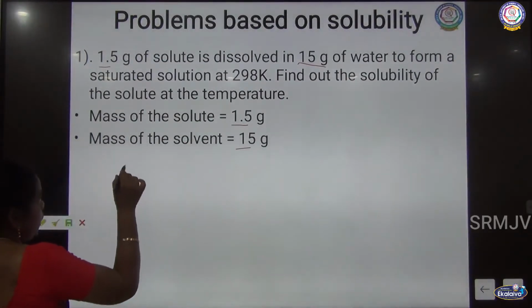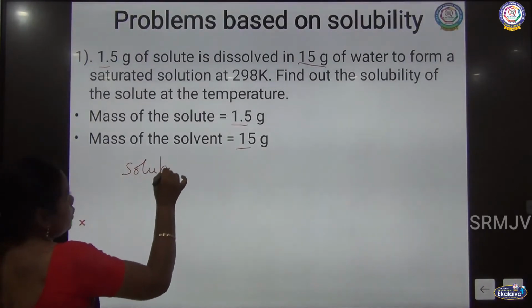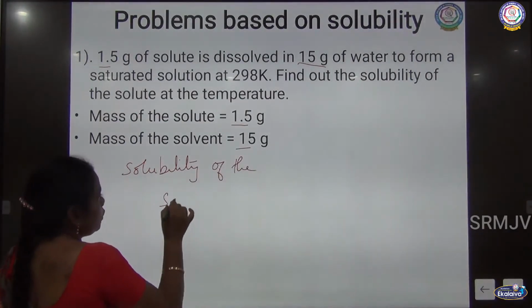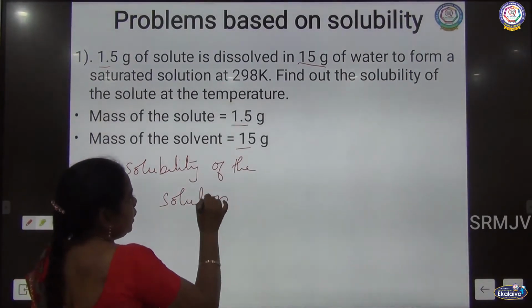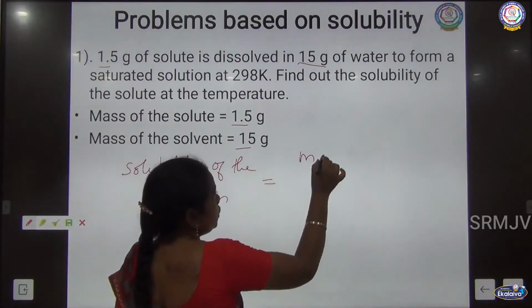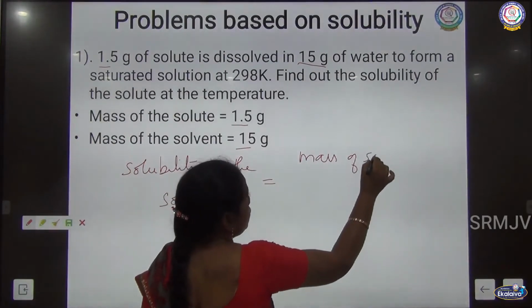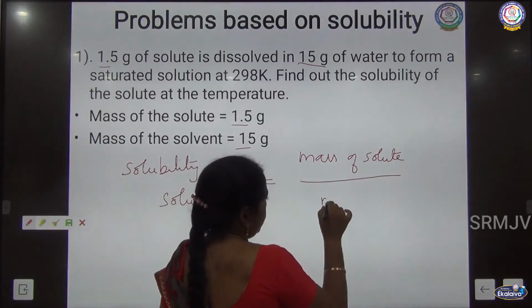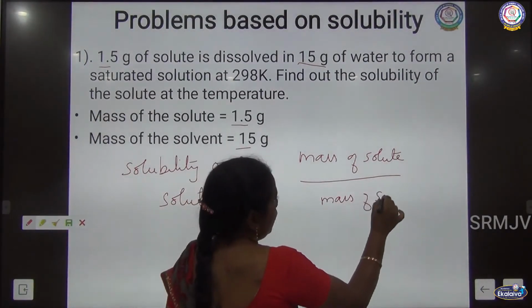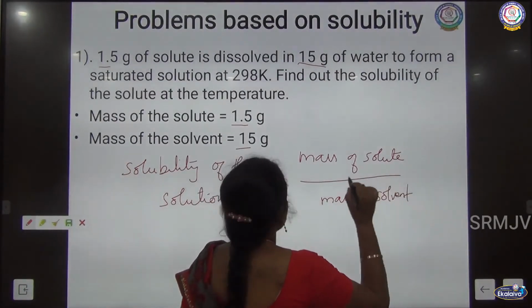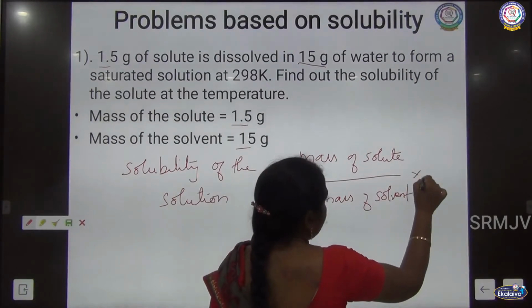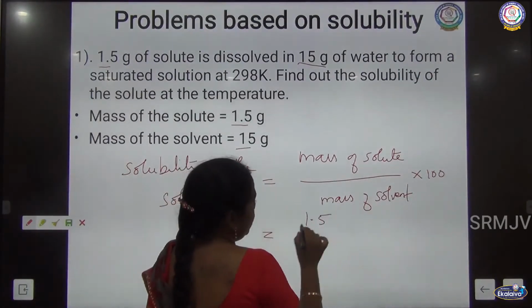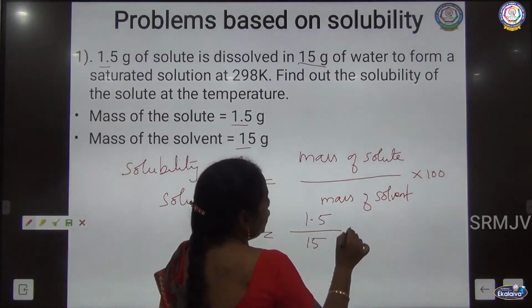So the solubility of the solution is mass of the solute divided by mass of the solvent, into 100, equal to 1.5 divided by 15 into 100.